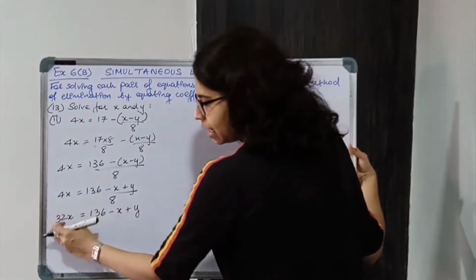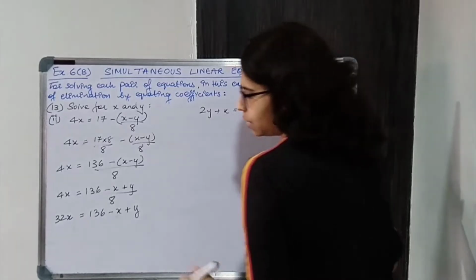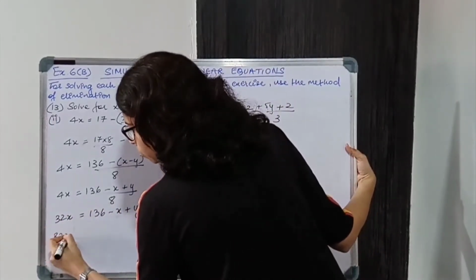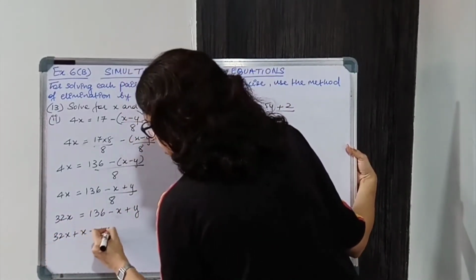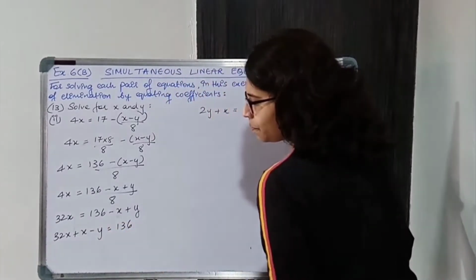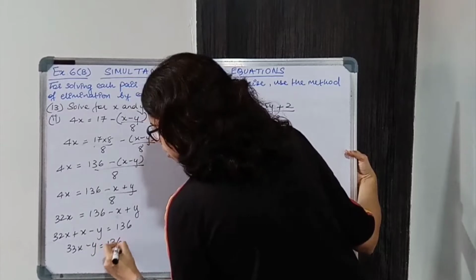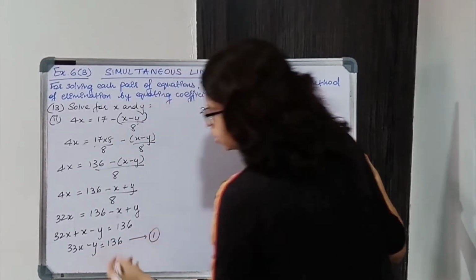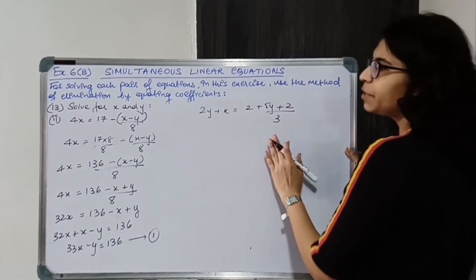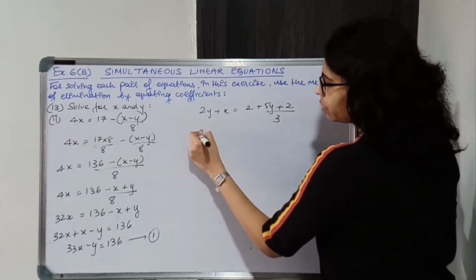Shifting the terms in LHS and number RHS में रहेगा. So this will become 32x plus x minus y equal to 136. So this will become 33x minus y is equal to 136. Now it is in the required form. Okay, we'll bring this also in the required form.